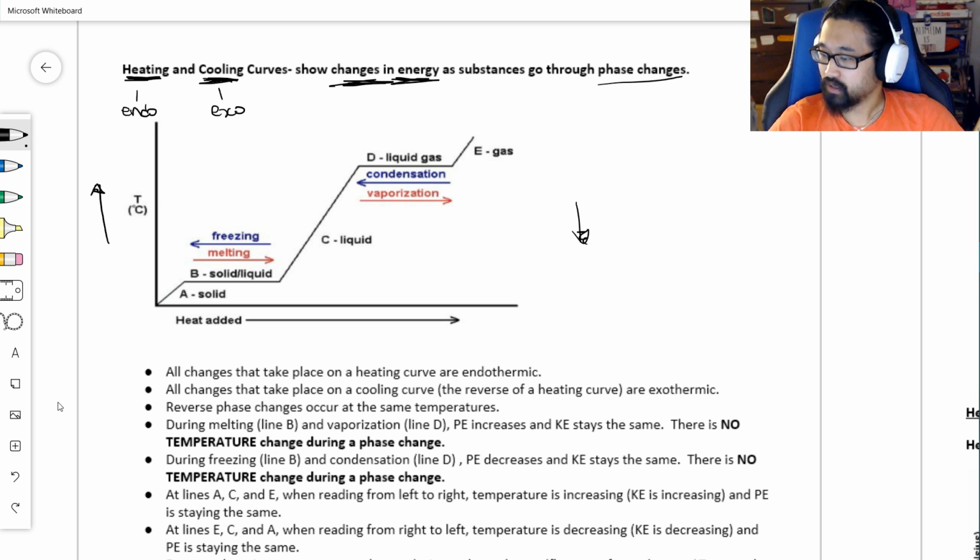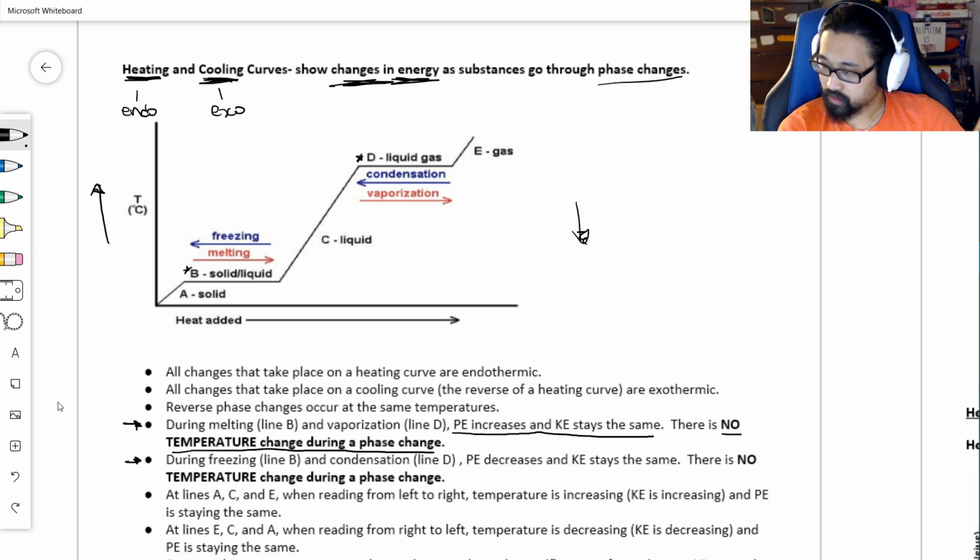We're good. The big deal, or the two big deals, I guess, are this bullet point and this bullet point. Right? During melting, which is here, and vaporization, which is here, PE increases and KE stays the same. And there's no temperature change during a phase change. Notice, the temperature, which is measured on the y-axis, remains the same on line B, remains the same on line D, so temperature doesn't change, but something has to change because we are continuously adding heat.